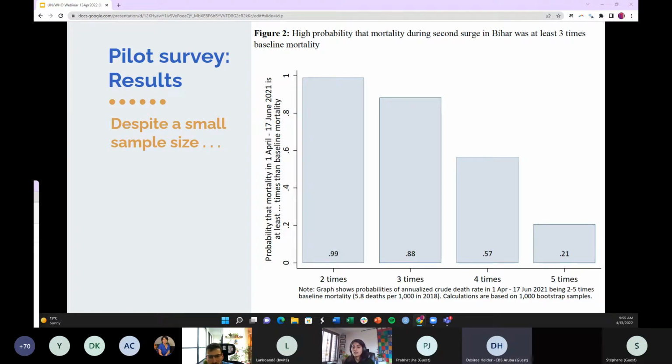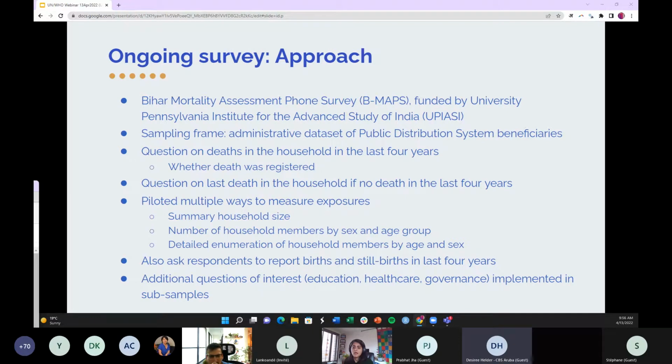We wanted to build on this experience of using phone surveys more systematically and raised resources to support a larger effort to collect mortality data in Bihar and hopefully beyond. The survey is ongoing, but I can share our approach and some very, very early summary statistics with you today. We're currently calling this the Bihar Mortality Assessment Phone Survey, BMAPS. This has been funded by the University of Pennsylvania's Institute for the Advanced Study of India. They gave us a grant of about $50,000.